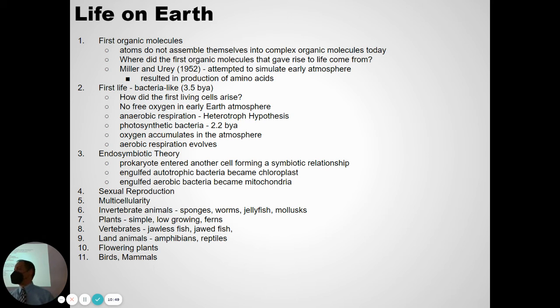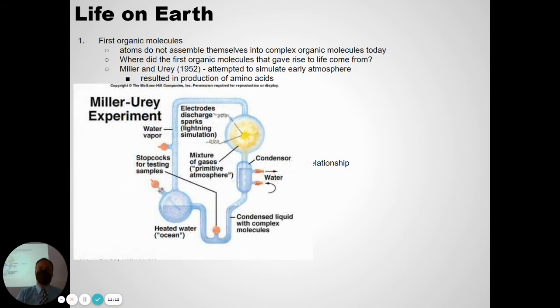Eventually, life moved on to land. Some producers evolved into plants and eventually moved on to land. Eventually, then vertebrate animals evolved, in the oceans at first, and then moved on to land, and then eventually birds and mammals until we end up with the diversity of life we have today.